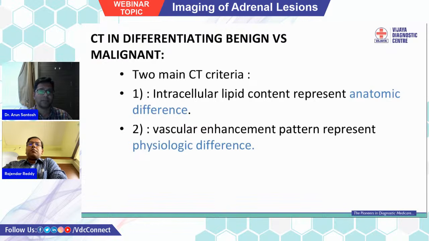So on CT, in differentiating benign versus malignant, two main criteria are used: intracellular lipid content, which represents an anatomic difference, and the vascular enhancement pattern, which represents the physiologic difference.